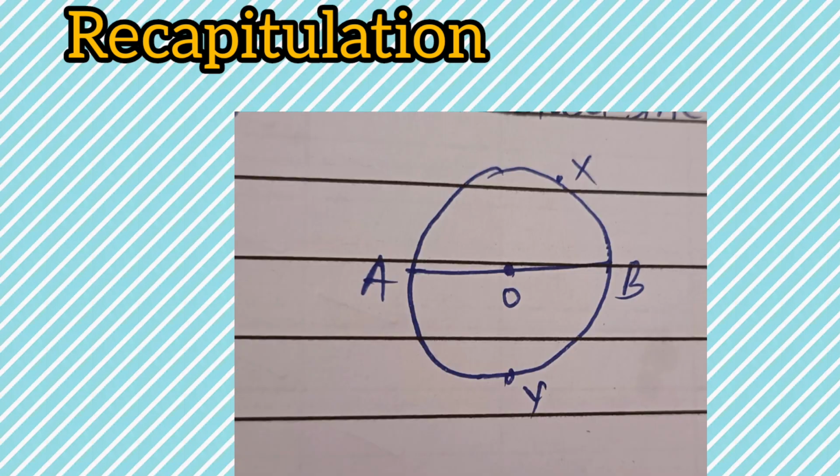Now let me take a short question on which you can revise what you have learned in this class. Identify the arcs present in the given figure and state the measure. The arcs present here are AXB and AYB. They are semicircle arcs. If we have to find the measure of one arc, we divide 360 by 2 and that is how we get the answer 180. That is the measure of a semicircle arc.